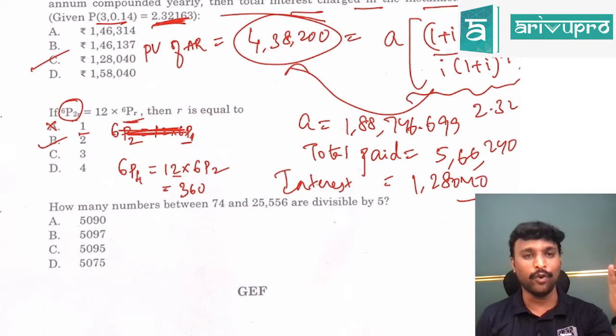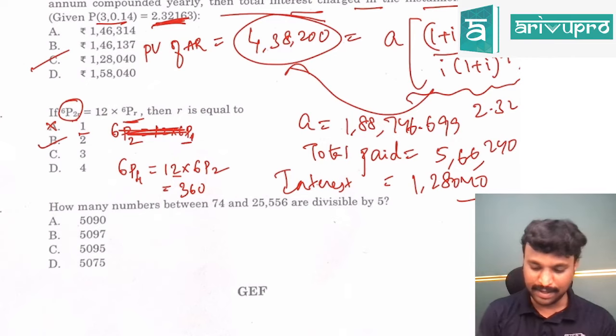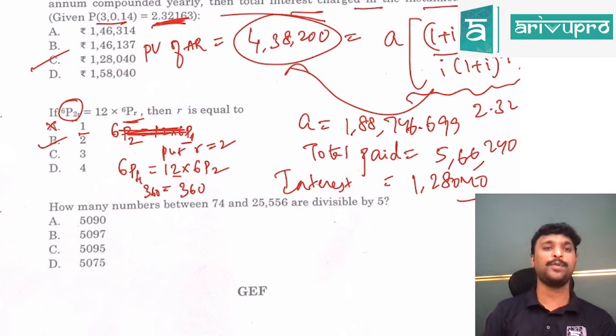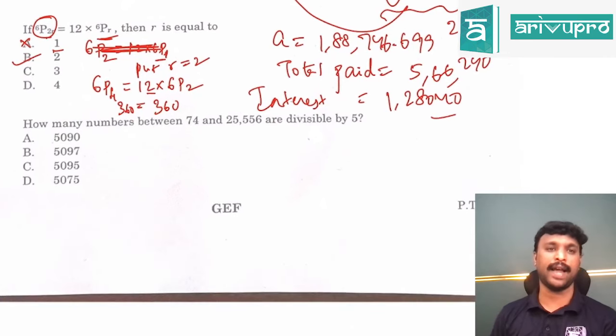What about 6C4? You have to multiply 4 terms starting from 6. So 6 into 5 into 4 into 3. It is nothing but 360. So put R is equal to how much? 2. By option hitting, R value comes out to be how much? 2. Therefore, option B is the right answer.